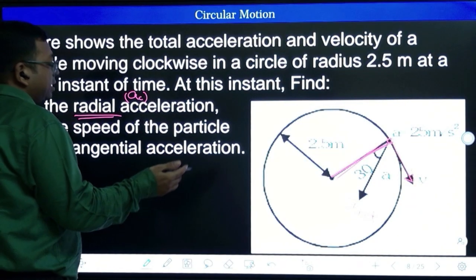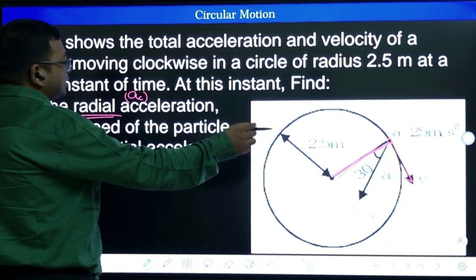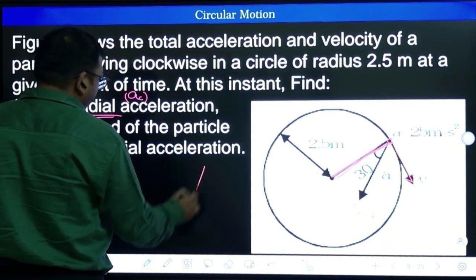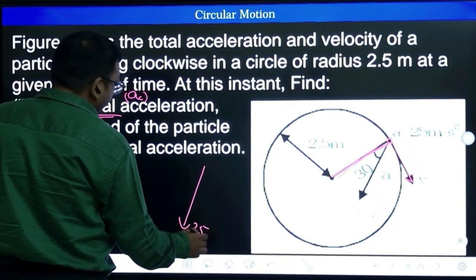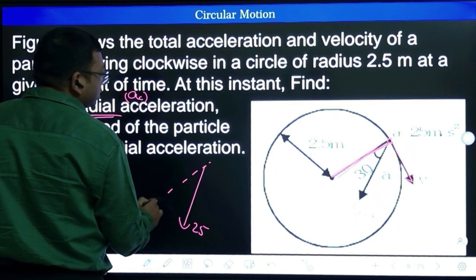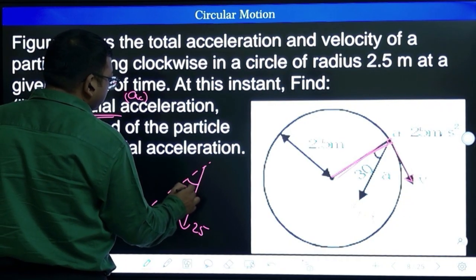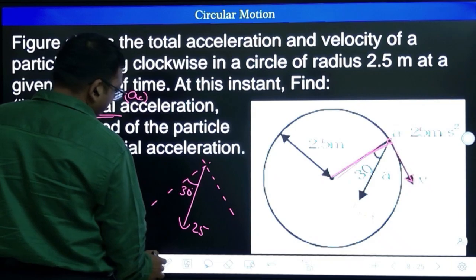So we can just take the component now. I think the total acceleration is given as 25, right? This is 25 they have given, and this is the direction of the radius, making 30 degrees. We can just resolve that. That's all, right?